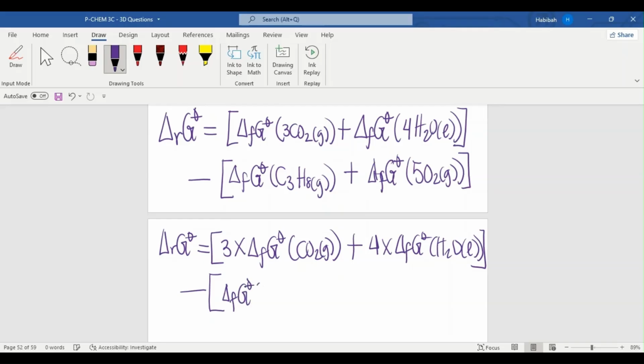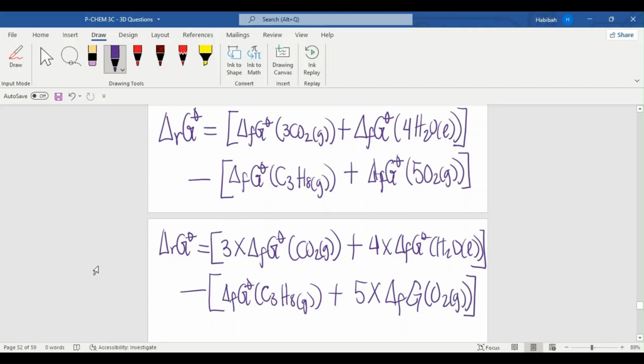So it gives energy of formation for propane gas, C3H8 gas, plus 5 times the Gibbs energy of formation for this last reactant, which would be just O2 gas. So that's it. The next thing you, of course, do is substitute.